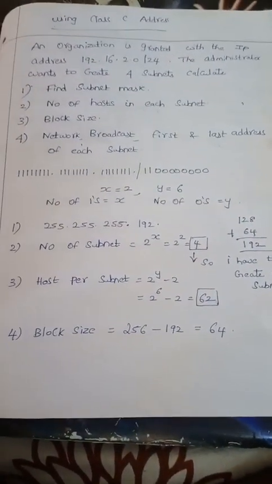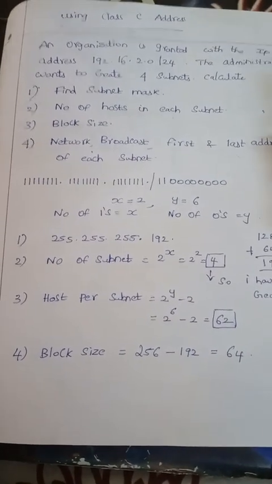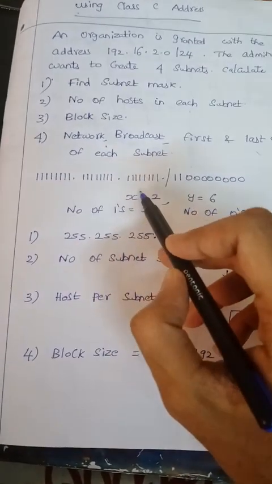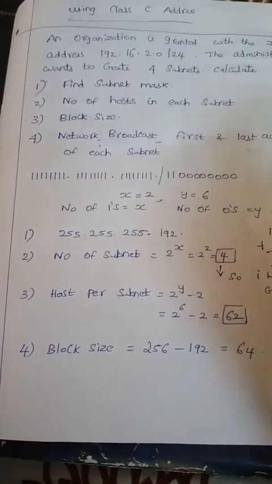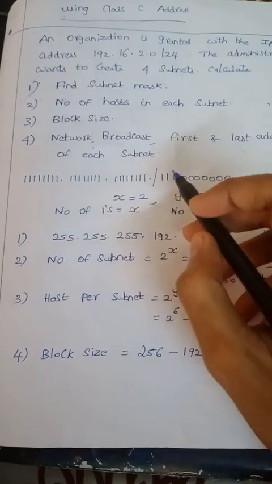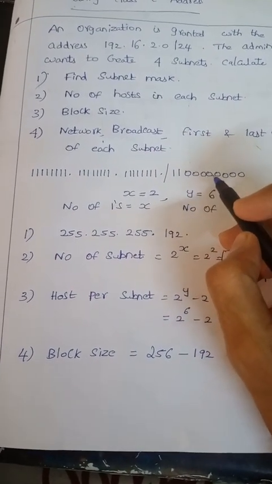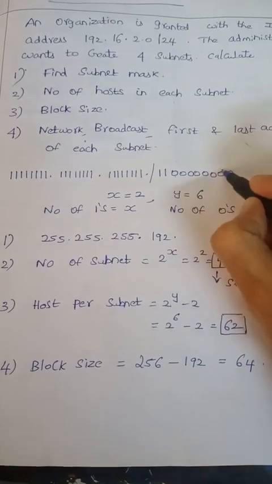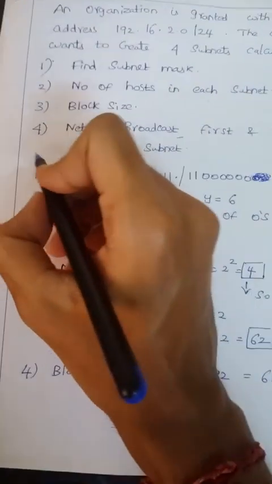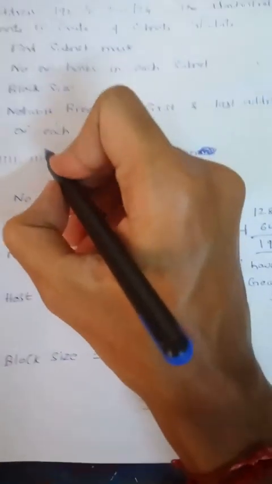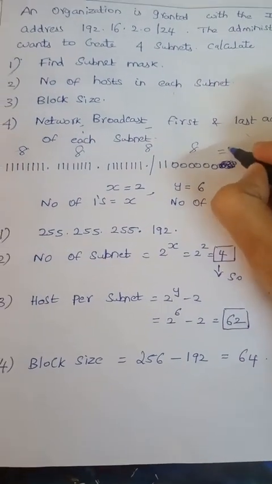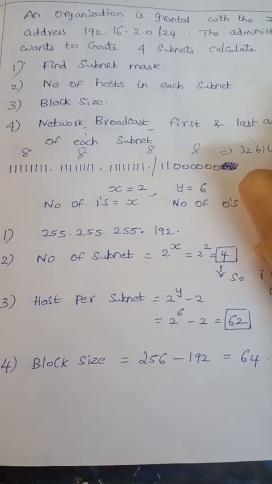In this case I have to borrow 2 bits. Before that, I write 8 ones, 8 ones, 8 ones, and everything will be 0 out here. I have to borrow 2 bits: 1, 2, 3, 4, 5, 6, 7 and 8. This 2 won't be coming; I wrote it wrongly here. Everything will have 8 bits: this is 8 bits, this is 8 and this is 8. So the IP address will be 32 bits in total.